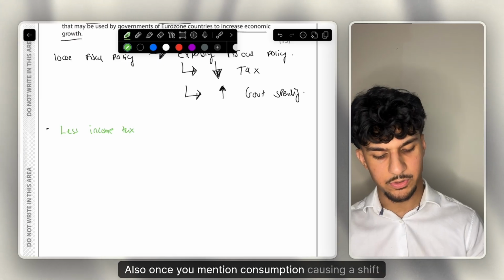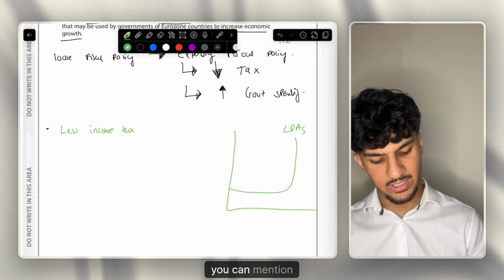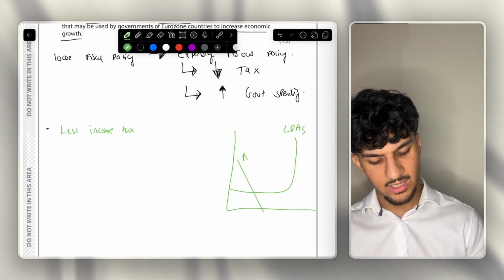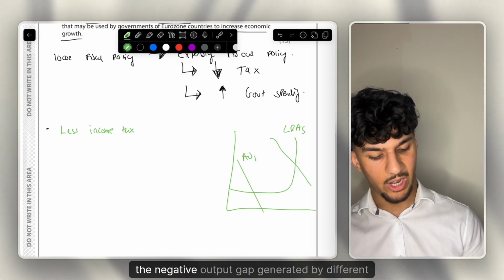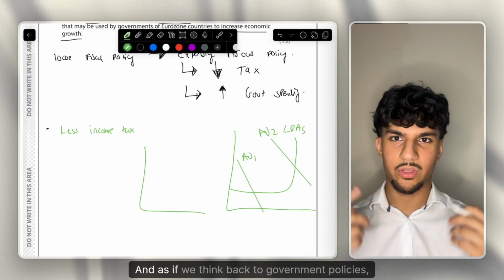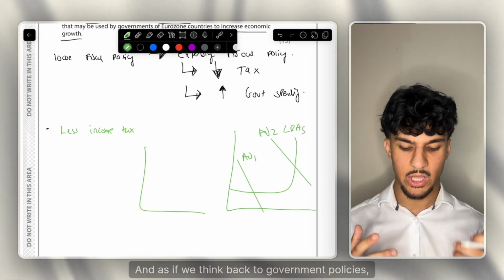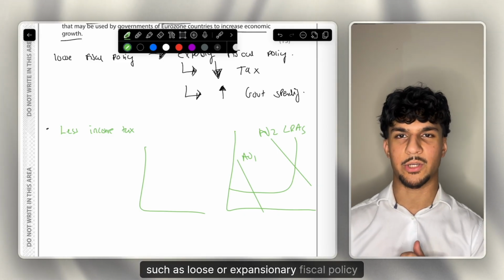Also, once you mention consumption causing a shift out of AD, you can link it to the LRS diagram. You can say that the shift out of AD helps close the negative output gap generated by different stages of the business cycle. As if we think back to government policies, when will the government use expansionary policies, such as loose or expansionary fiscal policy?